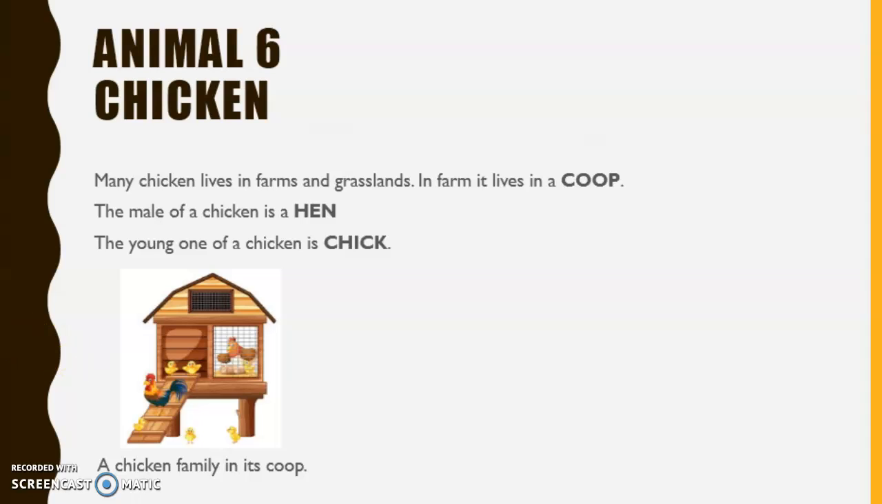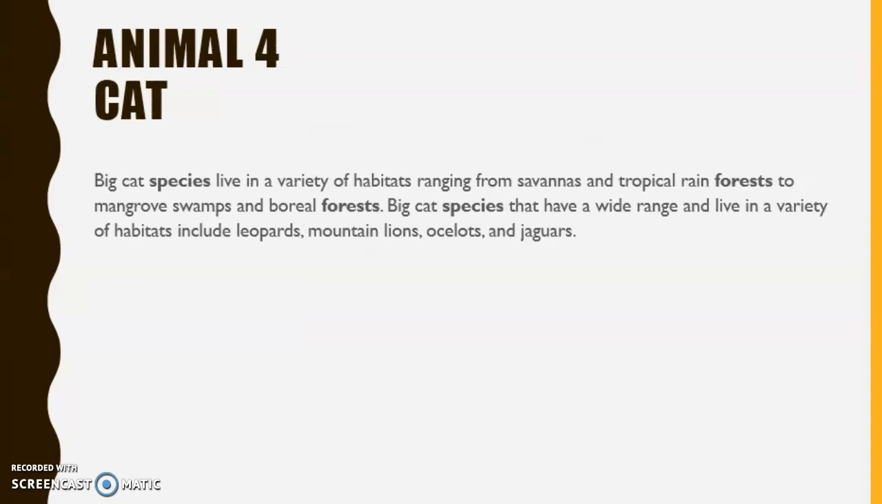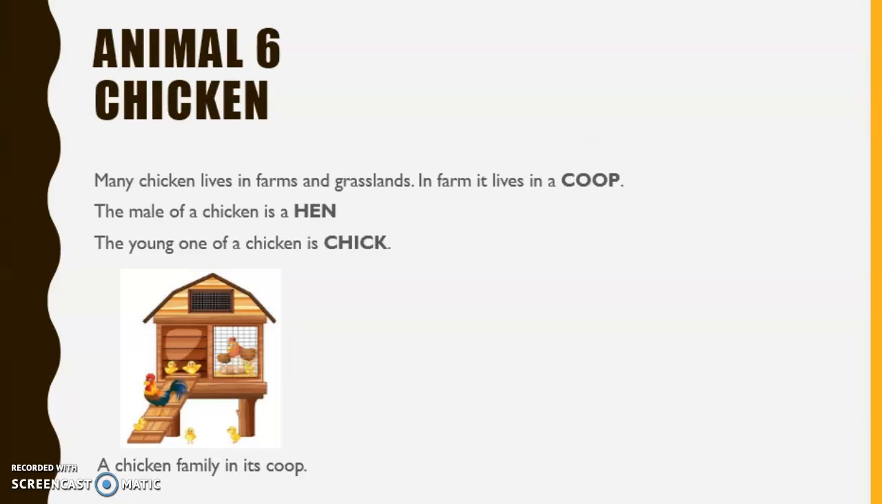and like most of the animals like lion, which we have read till now, yaks, cows, cat, penguin, and now they are giving birth, but then the chicken lays eggs. Okay, so that was the difference which we learned till now. And then the young one is called a chick, and here is a chicken family in its coop.